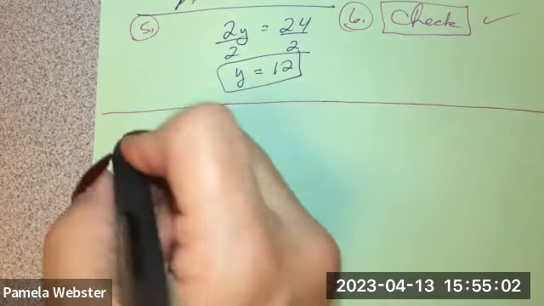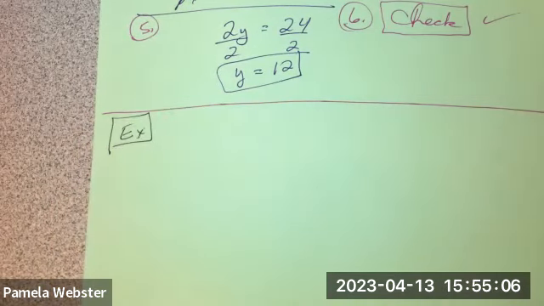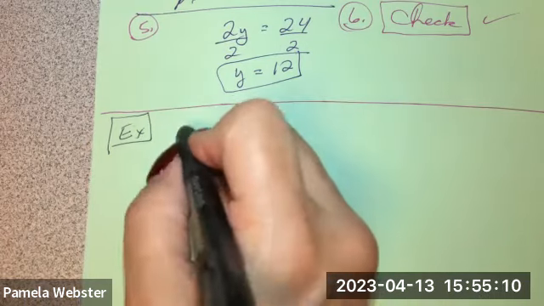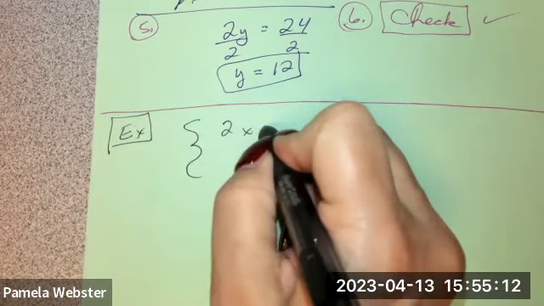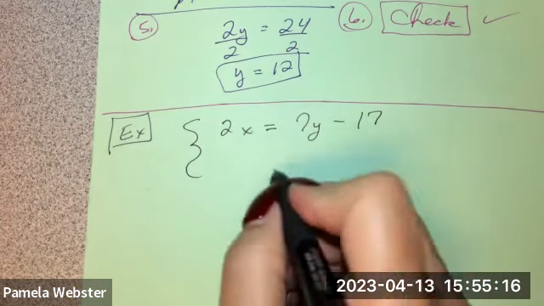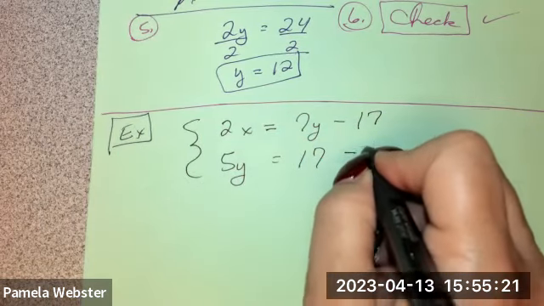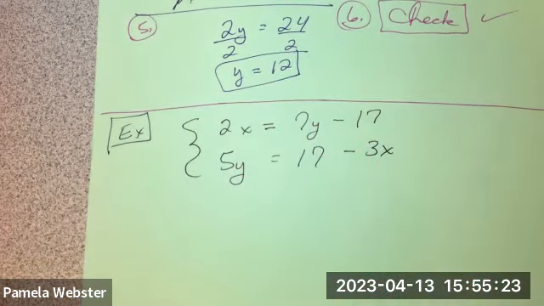So this example says, we're still going to do elimination or addition. Solve a system by the addition method. And it says 2x is equal to 7y minus 17, and 5y is equal to 17 minus 3x.